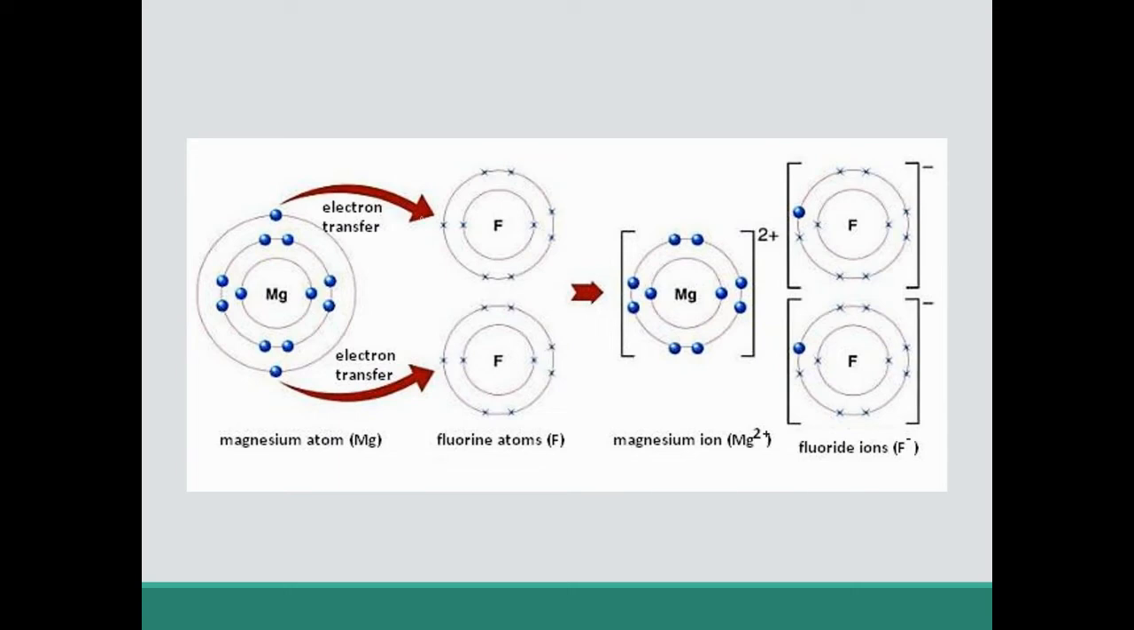In this electron transfer, magnesium is losing 2 electrons and gives 1 to this fluorine atom and 1 to this fluorine atom. So the ratio of this is going to be 1 to 2. One magnesium atom will bond with 2 fluorine atoms to make fluoride ions and magnesium ions. That's where you get the ratios.